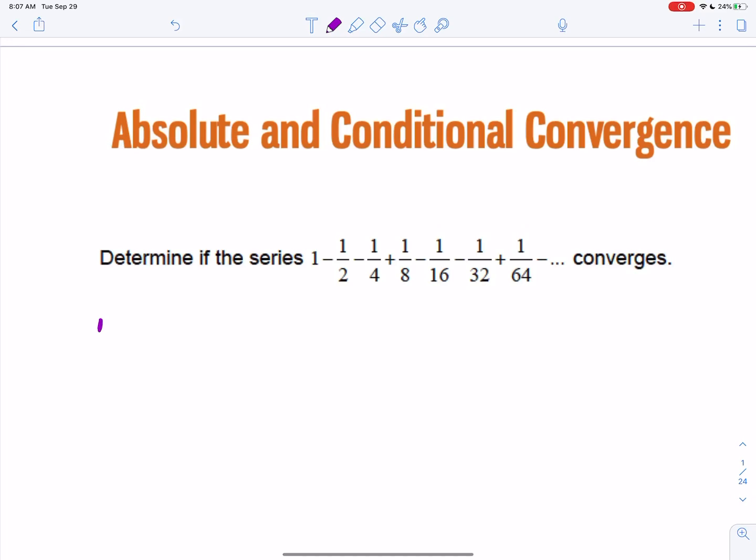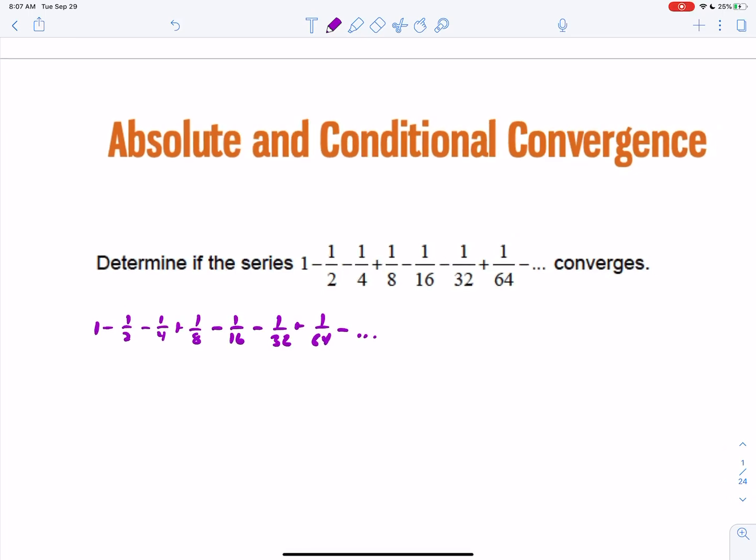We know that 1 minus a half minus a quarter plus the eighth, I'm just copying down what we have here, minus a 16th minus a 32nd plus a 64th, we know that that series is definitely less than the same thing, so I'll just copy paste this, with everything positive. I know it's definitely less than everything positive.